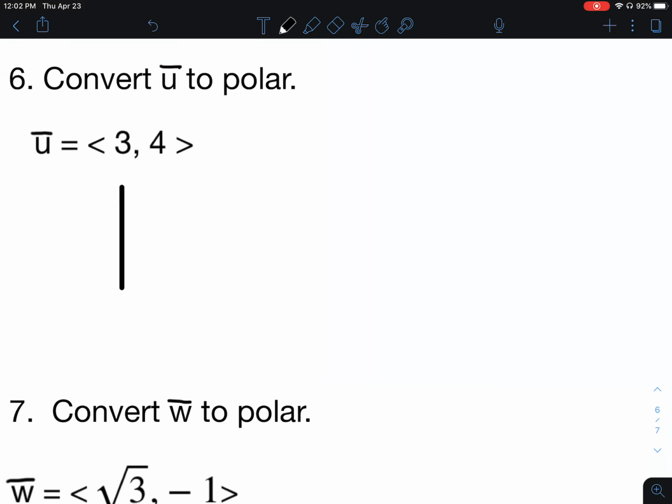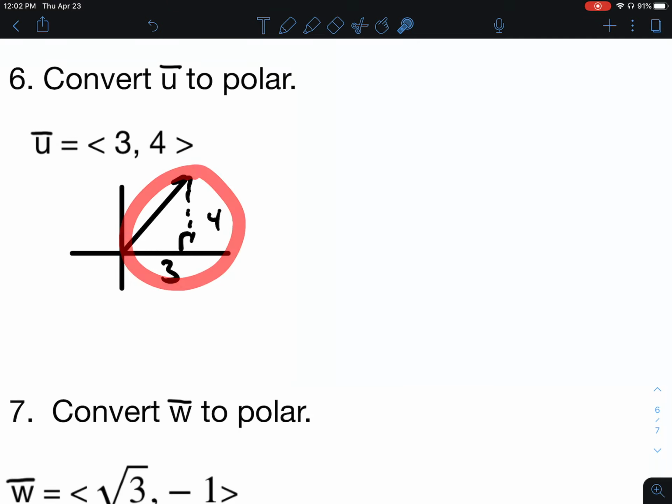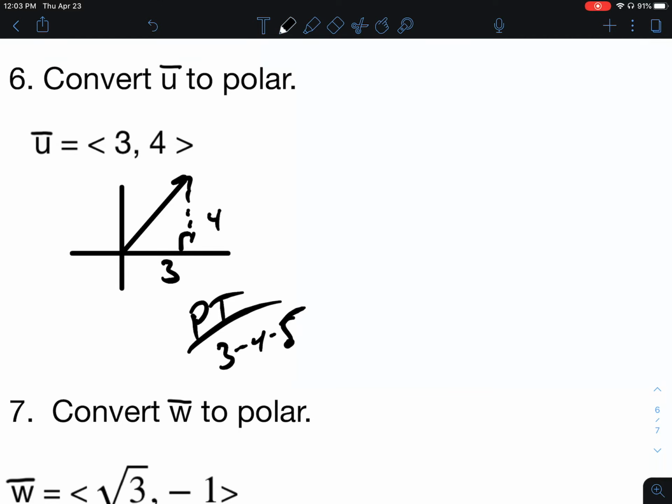Well, this is in quadrant 1. We go right 3 and up 4. If we make a reference triangle, it's going to be like this. This is not a special right triangle, but this is a Pythagorean triple, which makes the hypotenuse here 5, the radius, the magnitude, if you will, all of those things.